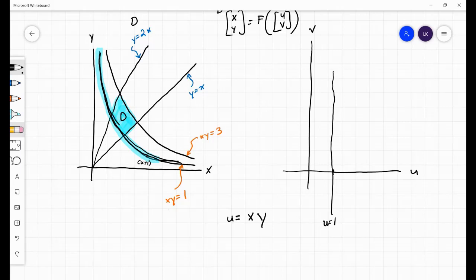Okay. What about the other hyperbola there? What would u equal then? U would equal 3, right? So if you take any points on this hyperbola where x times y equals 3, in the new coordinate system, that would correspond to u being equal to 3. Okay, so what do you think we should let v equal?